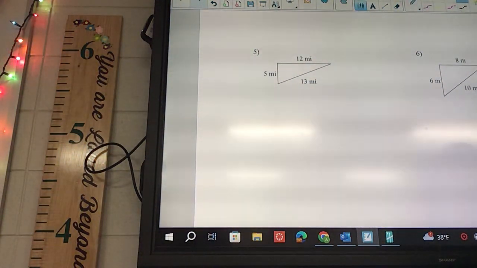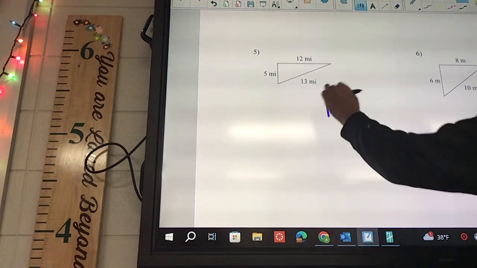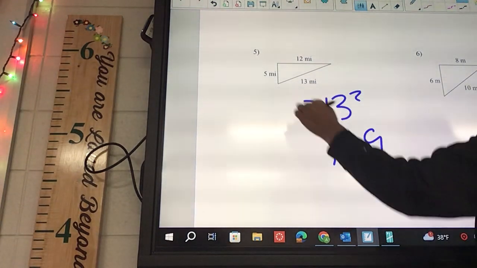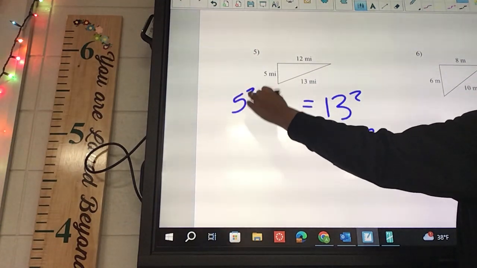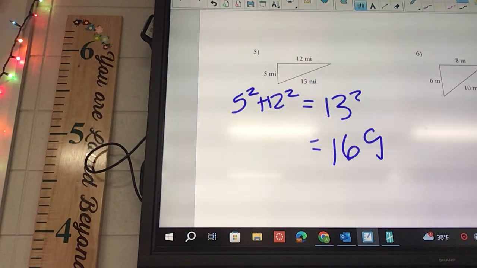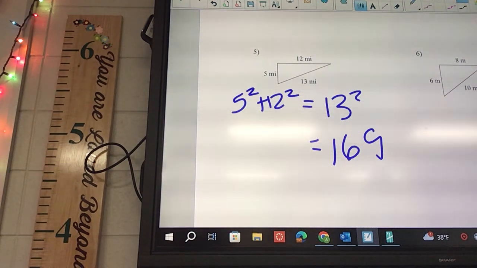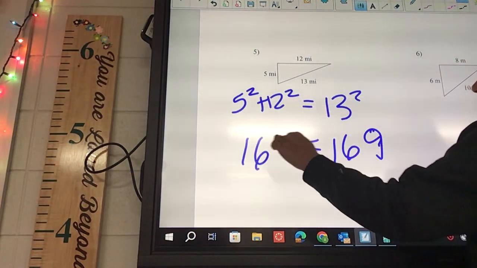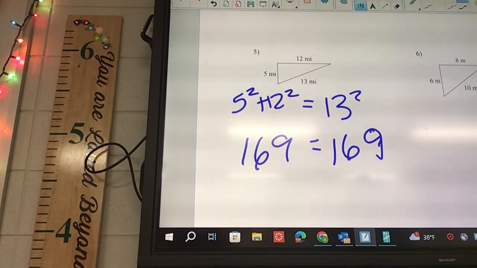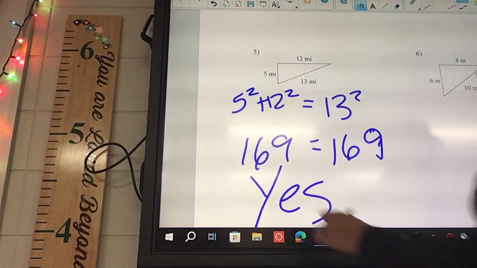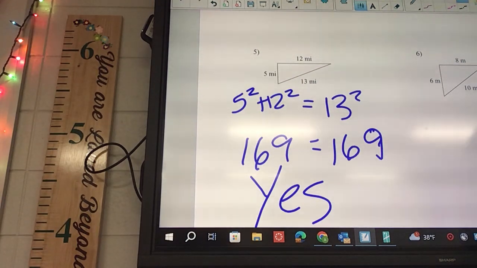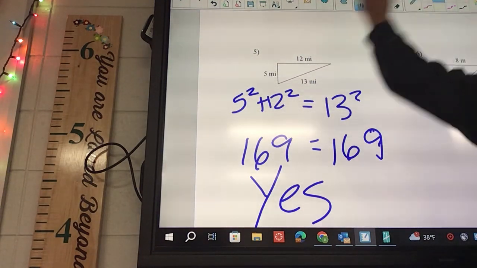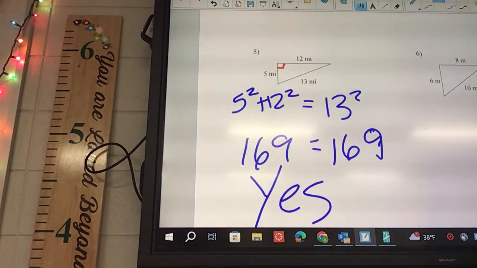Look at 5. Which one is going to be my C? 13. So 13 squared, which we just did, and it was 169. On the other side, you're going to get 5 squared and 12 squared. What is 5 squared plus 12 squared? 169. Somebody agree with that? Okay, so 169 equals 169. Is that a true statement? Yes, so yes, this is a right triangle. Where would the square have to go? Look at your picture. Across from the 13, the top left corner. Yep. Realistically, if they gave us the square, that's where it would have to be.